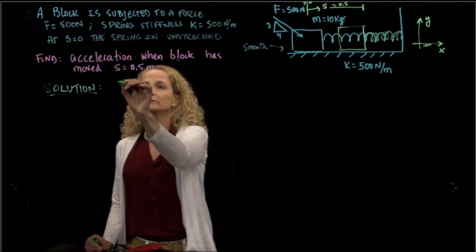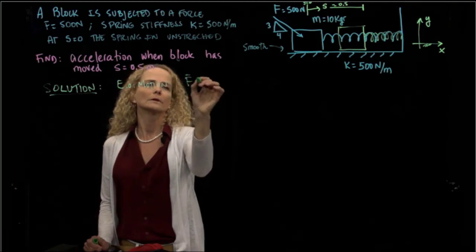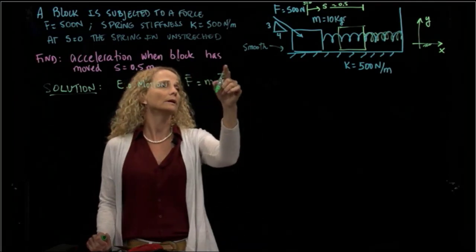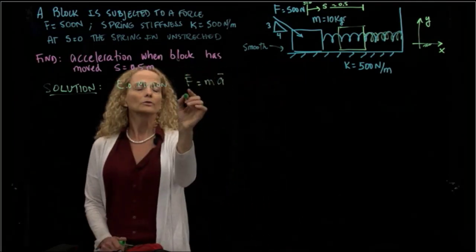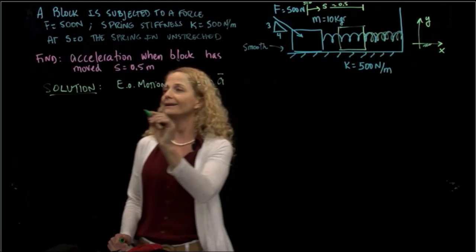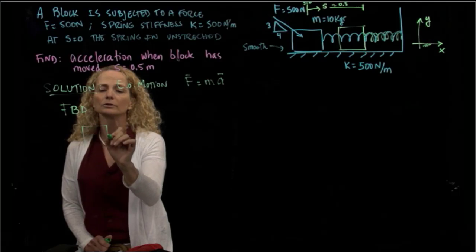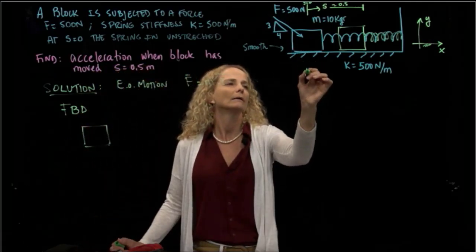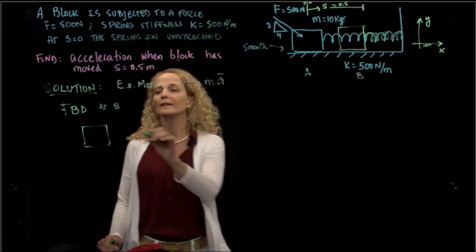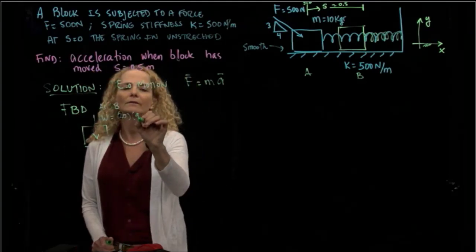We need to apply our equations of motion, right? Force equals mass times acceleration, and in this case, we will only have acceleration in the X direction. To find the acceleration, we will have to draw our free body diagram and our kinetic diagram. So the free body diagram of our block, let's call that position A, and position B. At position B, my free body diagram will have the weight. I can never forget the weight. The weight is equal to 10 kilograms times the gravity.